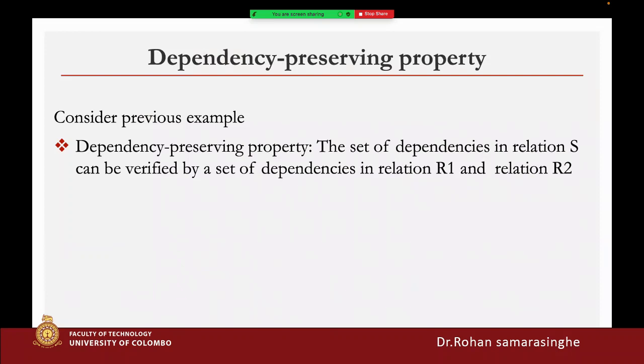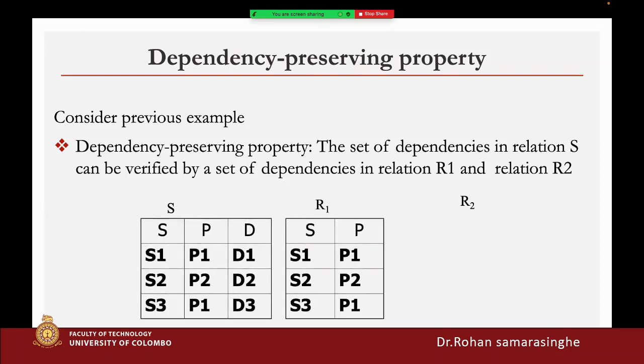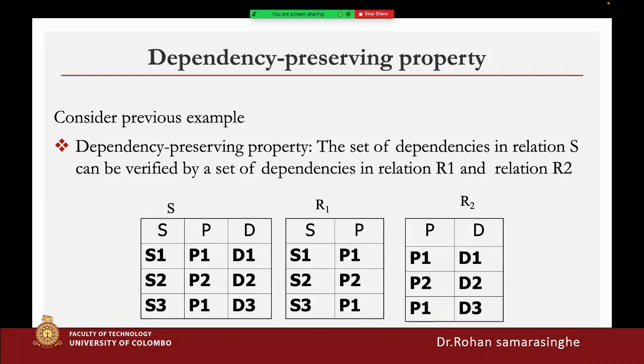Then let's try to understand the dependency preserving property. Consider the previous example. For the dependency preserving property, the set of dependencies in relation S can be verified by a set of dependencies in relations R1 and R2. What is that? Here is the S and R1, this is R1 and R2.